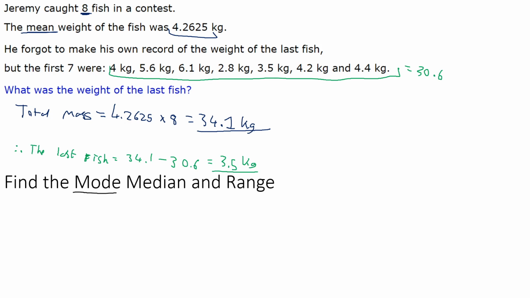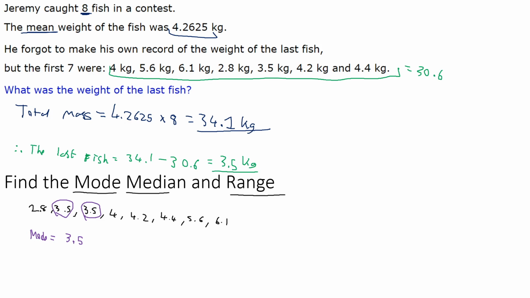Now work out the mode, median, and range. Well, we can see that these aren't in order, so let's put them in order. 2.8, 3.5, 3.5. What else have we got? 4, 4.2, 4.4, 5.6, and 6.1. Okay? We can safely say that the mode, what comes twice? 3.5 and 3.5 both come twice, so the mode is equal to 3.5. Okay?